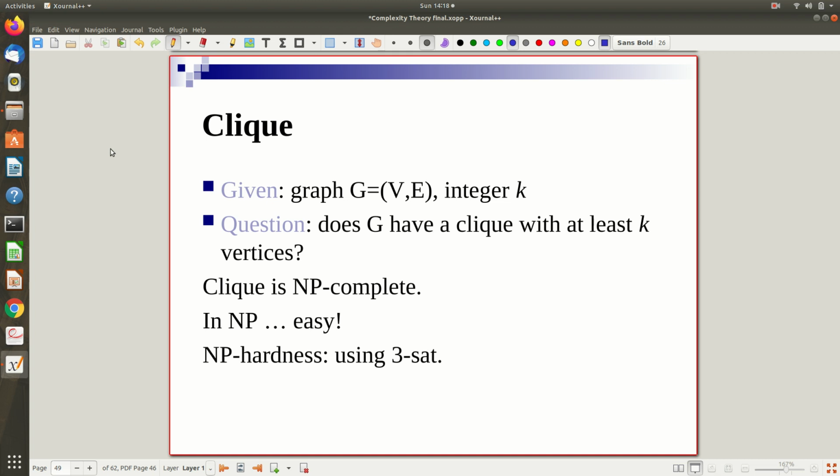A graph is given, and you are supposed to check whether it contains a clique of at least k vertices. So k vertices, k plus 1, like that. At least k vertices is what you have to check. This problem is a well-known NP-complete problem, and we are going to see its proof.